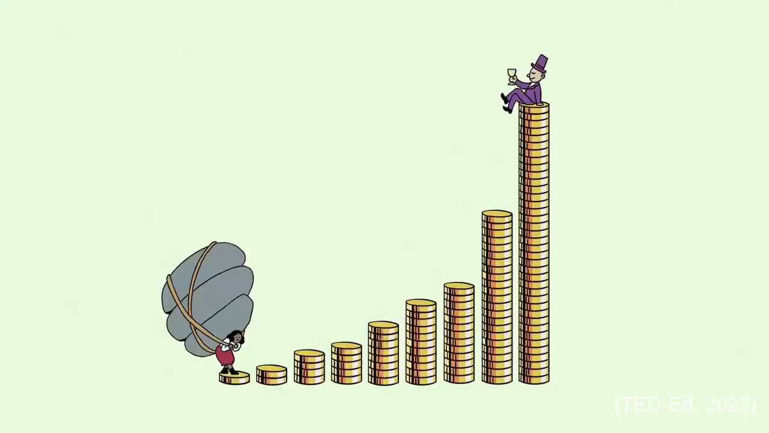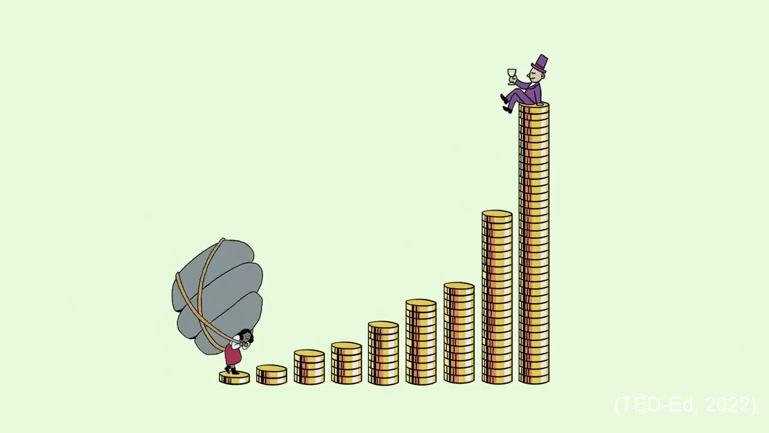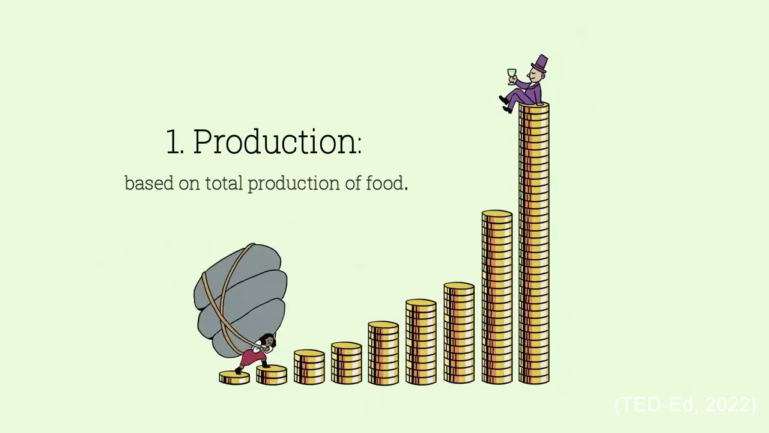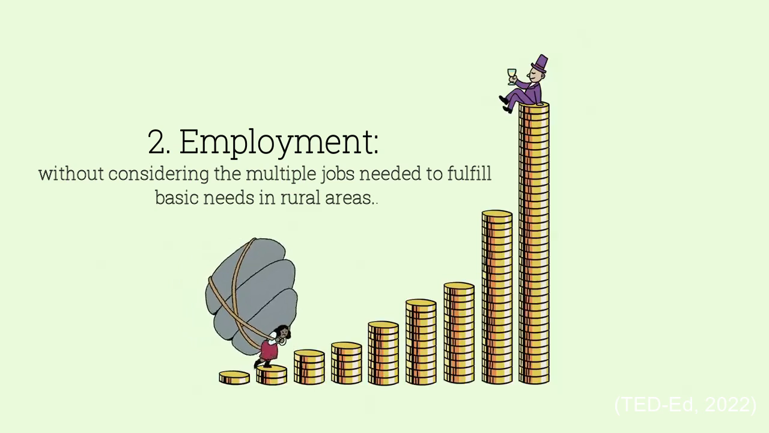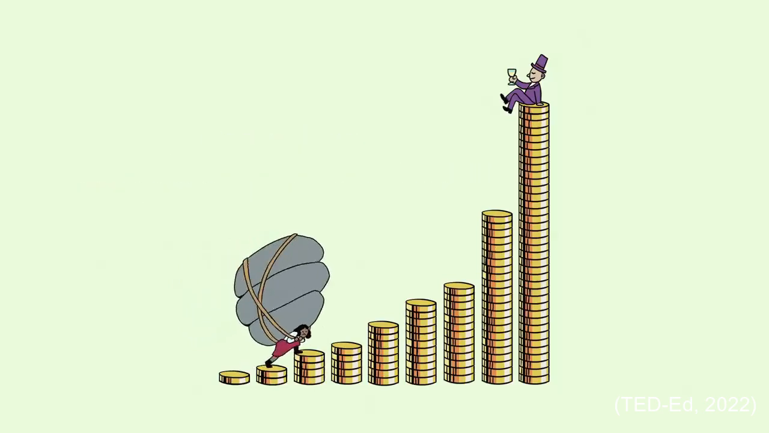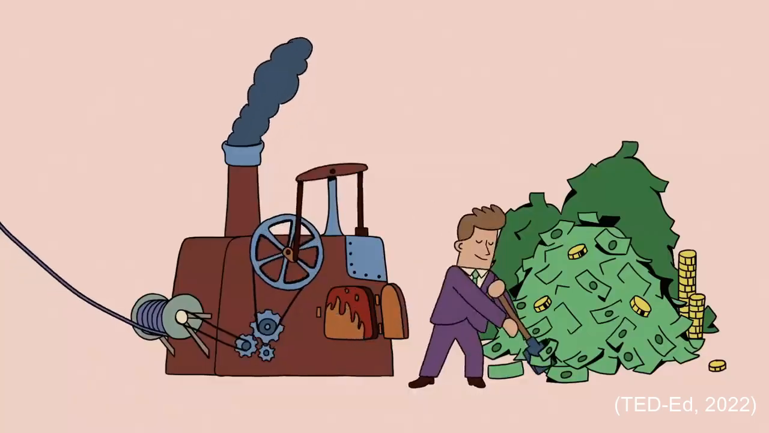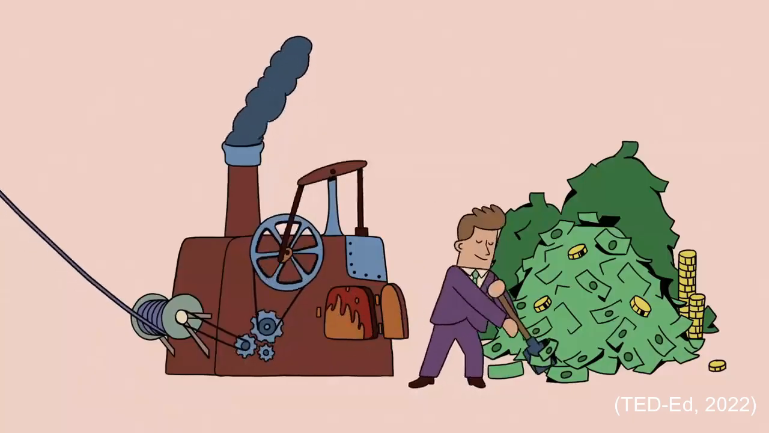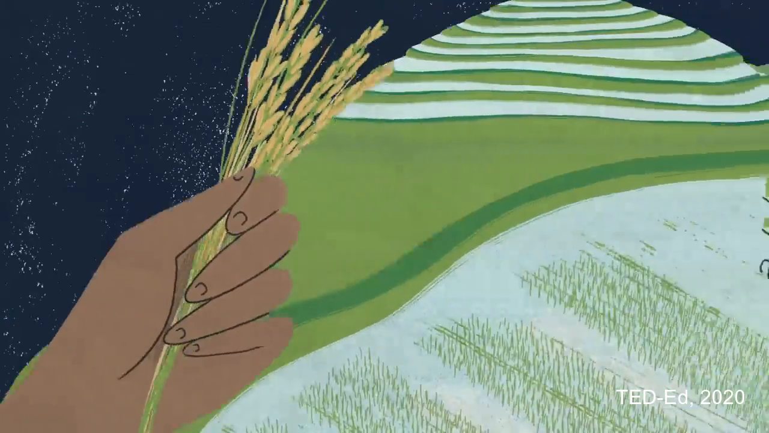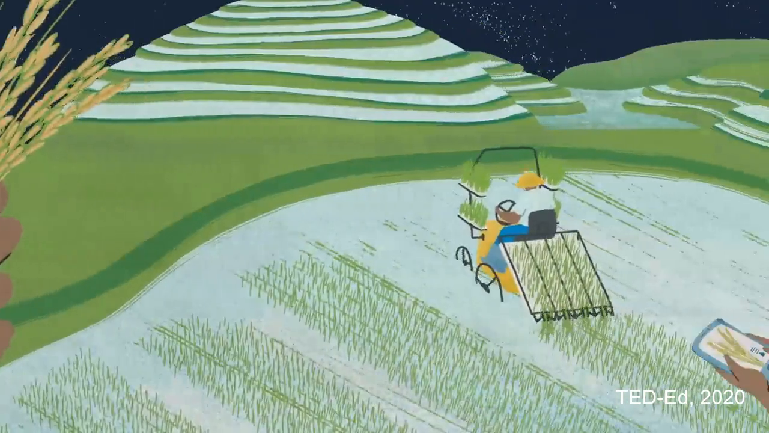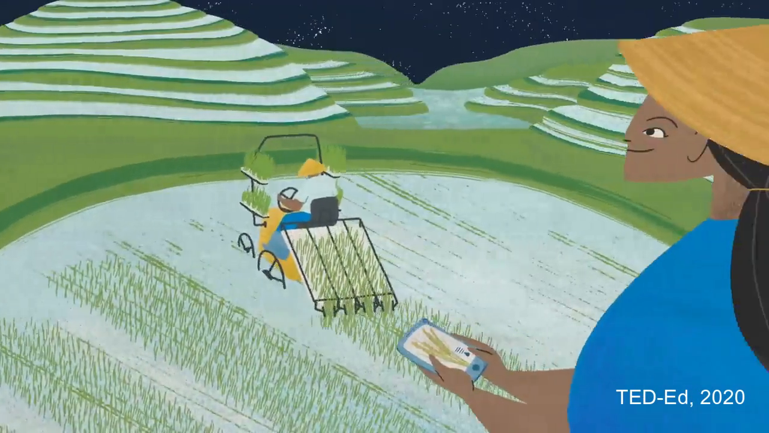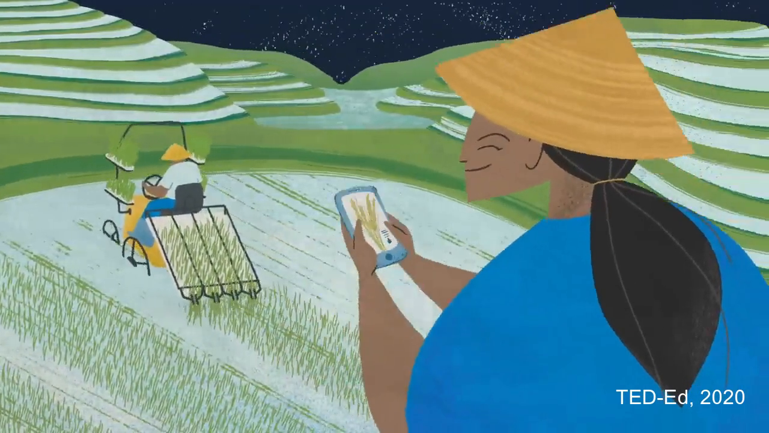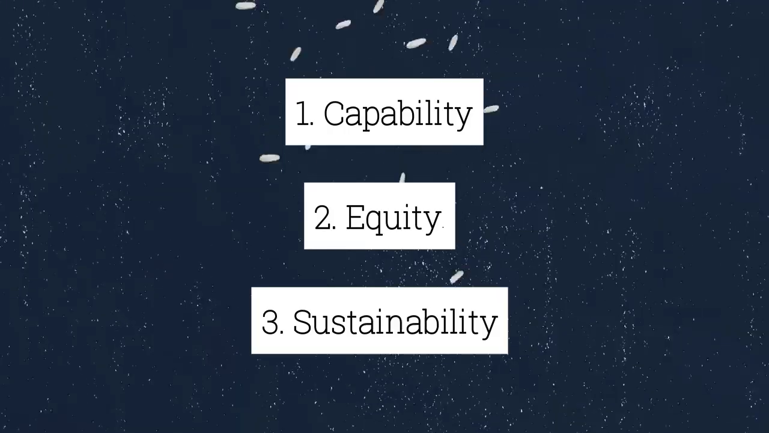Conservative approaches centered on three primary indicators: 1. Production, 2. Employment, 3. Cash flow. These metrics would exclusively address industrial realities while failing to capture the complexity of rural contexts. In contrast, the sustainable livelihood approach addresses this complexity by focusing on three fundamental objectives: 1. Capability, 2. Equity, and 3.